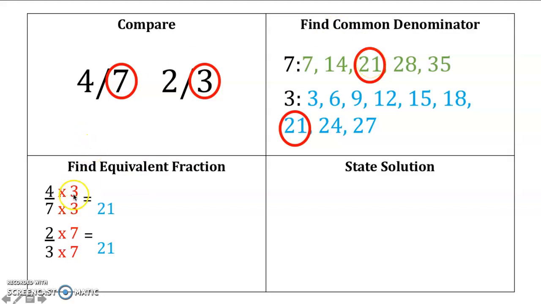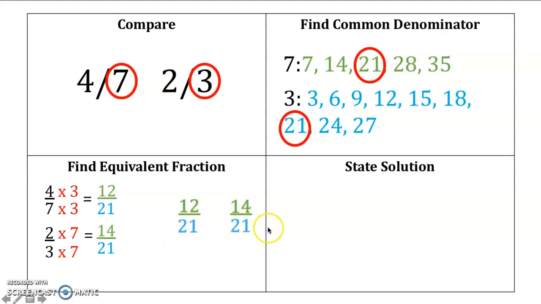So we're going to multiply the top and the bottom by 3. Down here, same deal. It takes 7 groups, 1, 2, 3, 4, 5, 6, 7 groups of 3 to get to 21. Last step is to multiply the top and the bottom in order to get our whole equivalent fraction. So 4 times 3 is 12. We get 12/21sts. 2 times 7 is 14. We get 14/21sts. Last step, we need to compare these two fractions in order to determine which one's bigger.